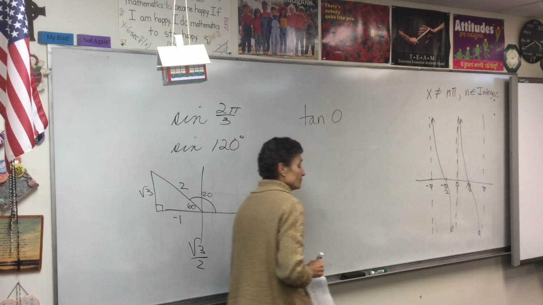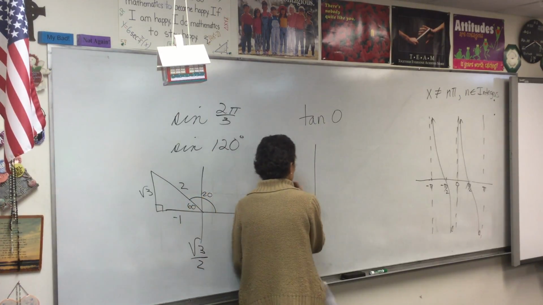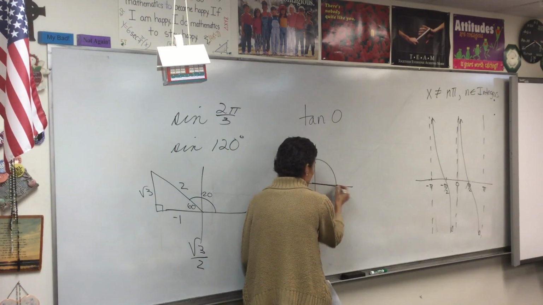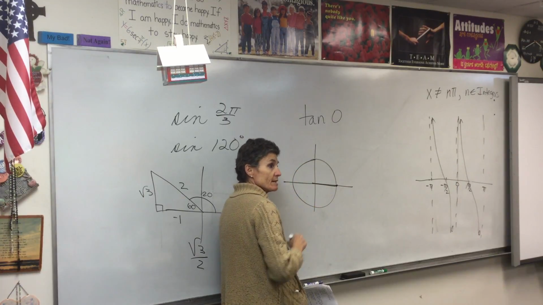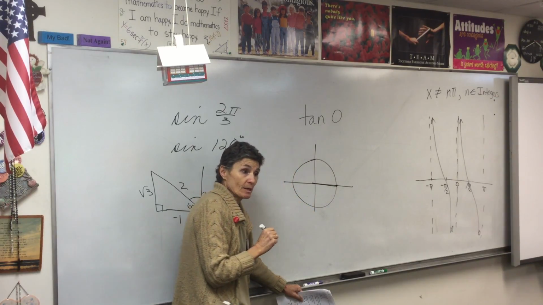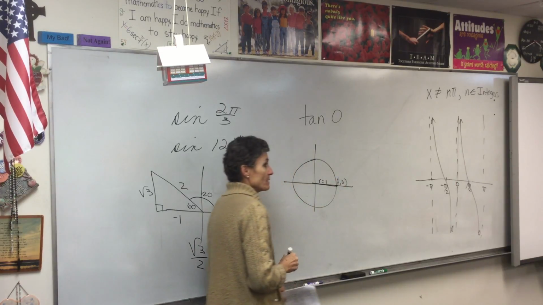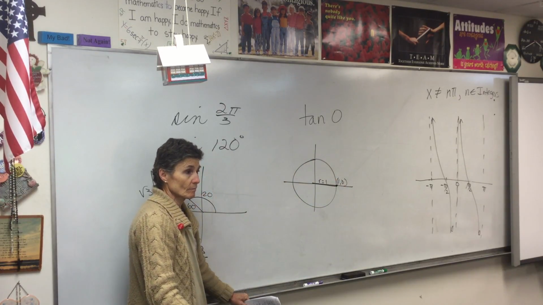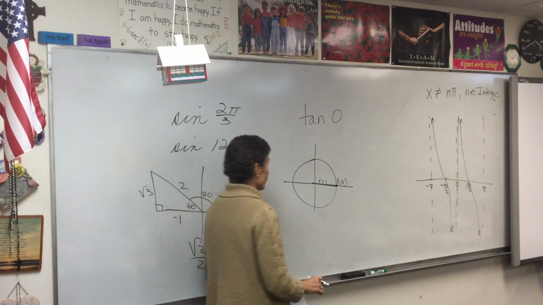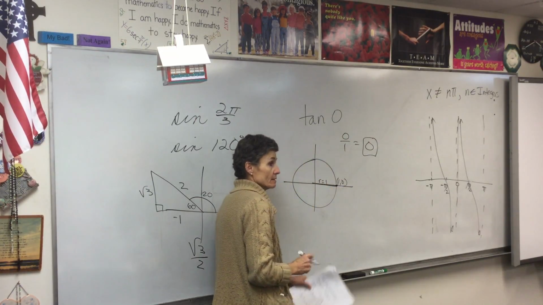Tangent 0. 0 is right here, isn't it? Isn't this angle 0? Yeah. It's also 360 and other things, but it's 0. It's on an axis. So I'm just going to label this point 1, 0 because I'm going to let my radius be 1. Tangent is y over x. So 0 over 1, the tangent of 0 is 0.